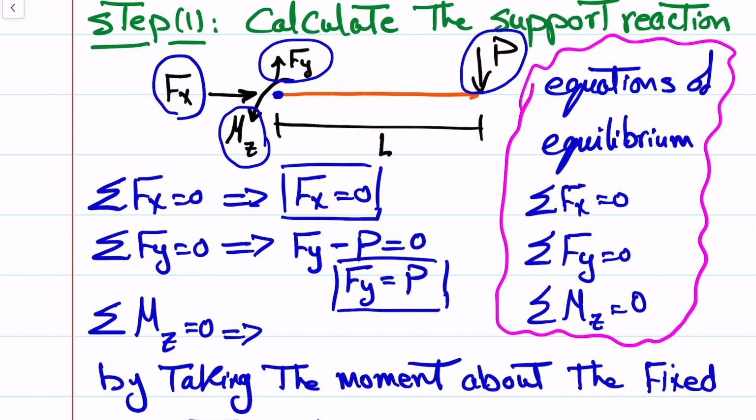That means you have MZ, and is MZ positive or negative? Yes, you're right, it is positive because it moves counterclockwise. And then the force P times L rotates around this point in the clockwise direction, so it will be a negative moment: negative P times L. This should equal 0, and that means MZ is equal to PL. Now we did the first step. We calculated the support reactions.